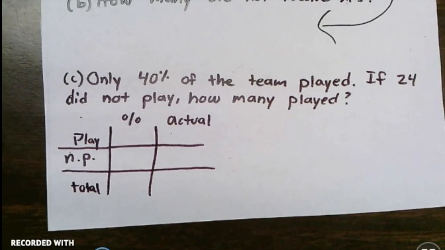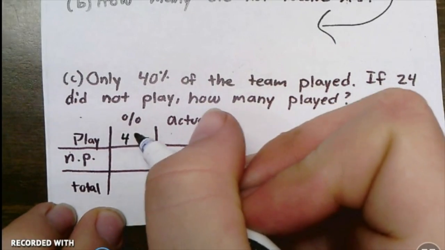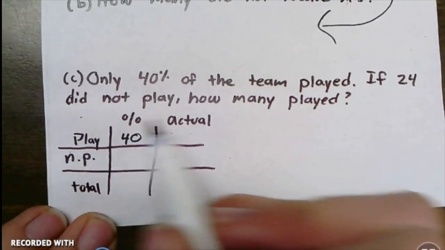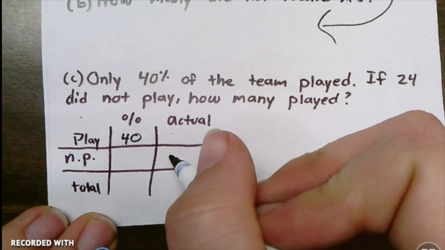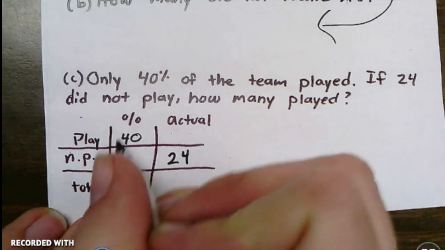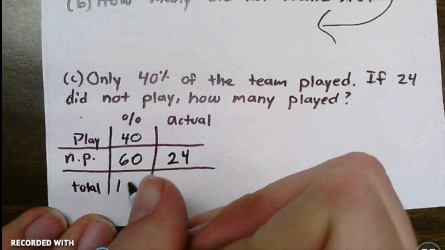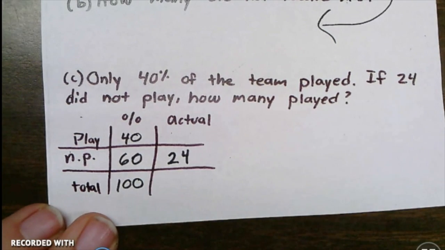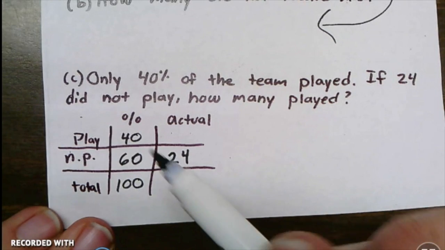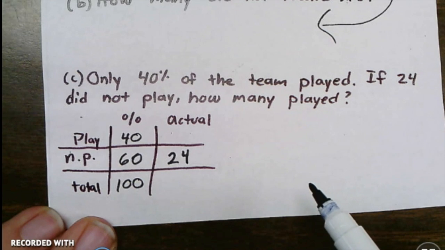Only 40% of the team played. If 24 did not play, how many played? So here we've got 40% of the team played. If 24 did not play, so 24 is going to go in here. And we know that if 40% played, then 60% did not play, which means that our total will be 100. Now what I want you to do is put this into a proportion and tell me how many players played.